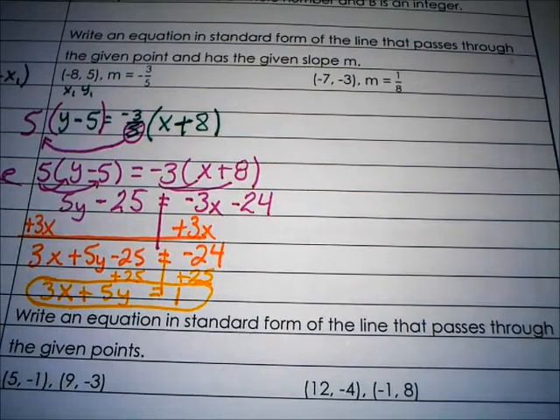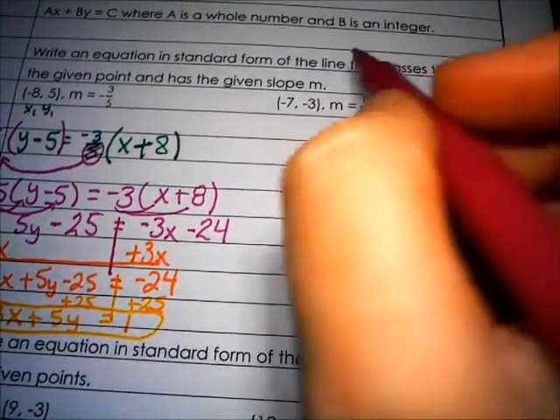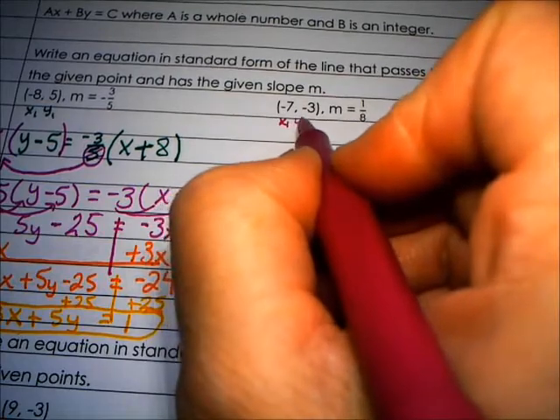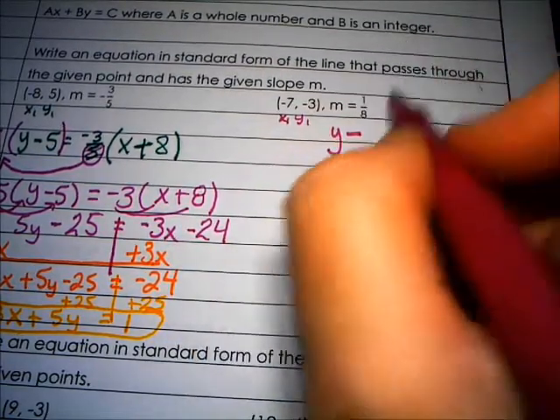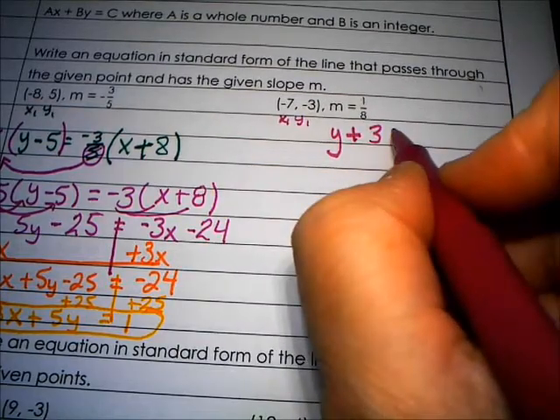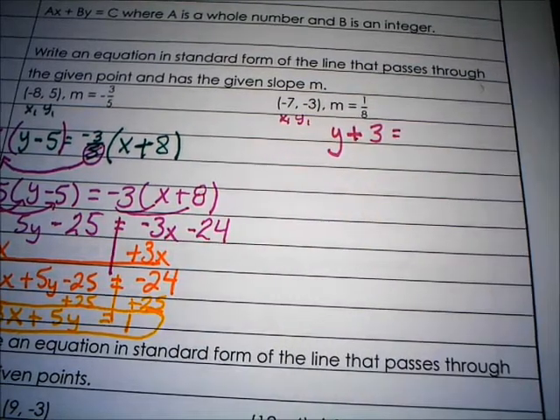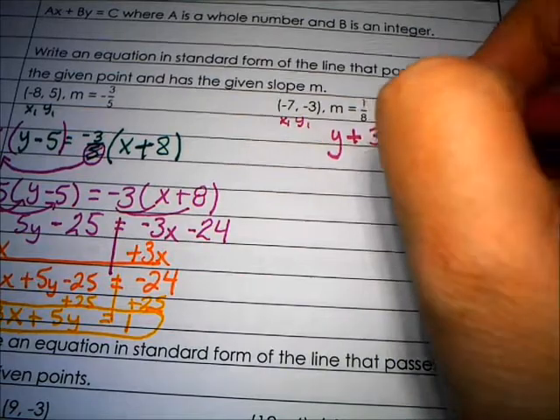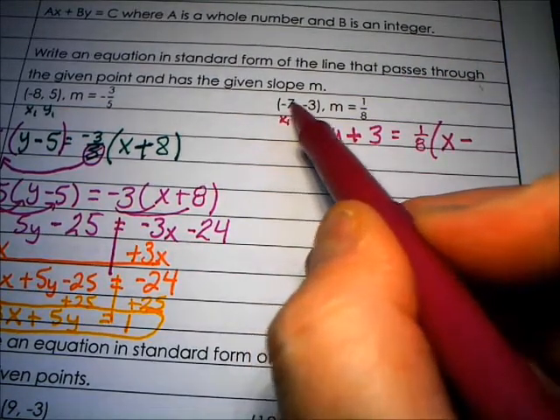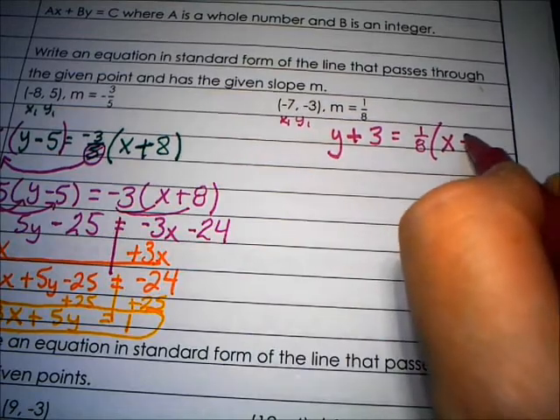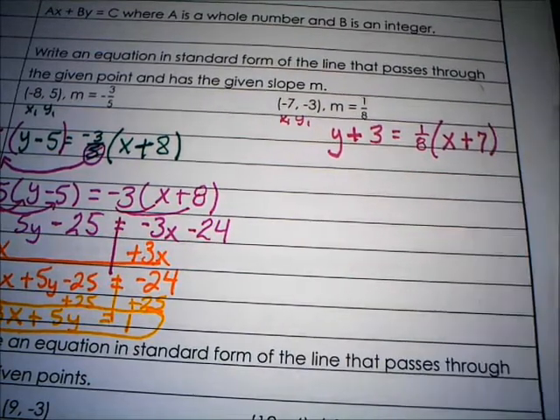I'm sure you need to see that again. If I go with the second one over here, with x1 and y1, that means I'm going to have y minus y1, which is a negative 3. That changes that to a positive 3. And then I have the 1/8, parentheses x minus x1, which is a negative 7, so that changes that to a positive 7.